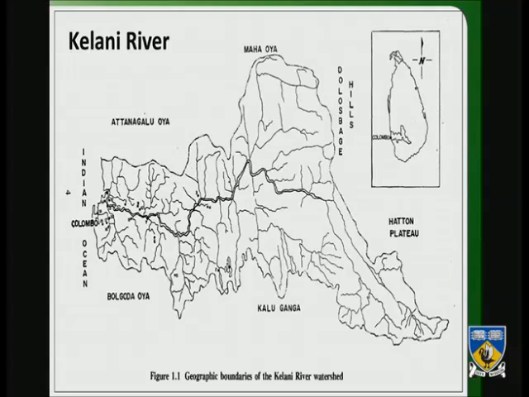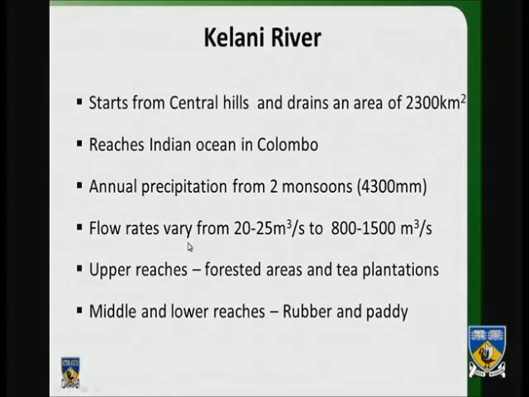During monsoon seasons, river flow is about 800 to 1,500 cubic meters per second. And during the dry season, where we don't have monsoons, it is about 20 to 25 cubic meters per second.